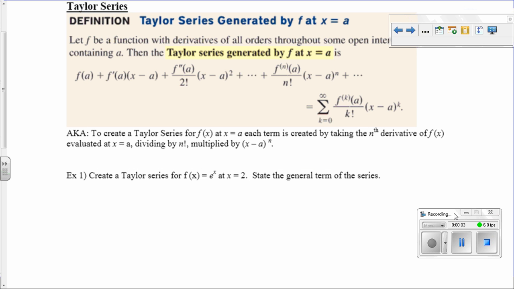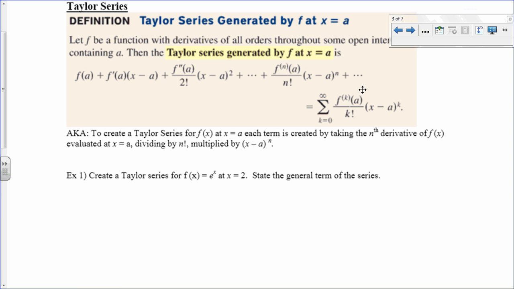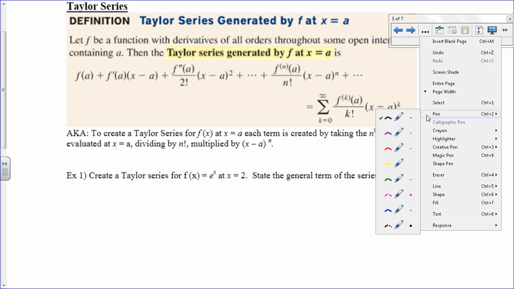Okay, this lesson is going to be about Taylor series generated by f at x equals a. So really what happens here is if you want to make a Taylor series for a function at a, everything is the same as taking a MacLaurin series. You take the nth derivative, evaluate it at a now instead of 0, divide by n factorial, and then instead of multiplying by x to the n, you multiply by x minus a to the n.